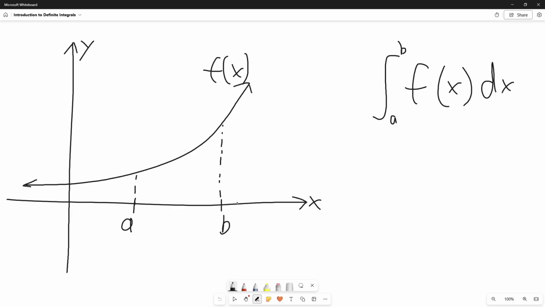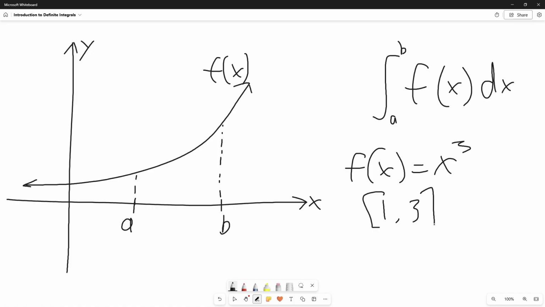your definite integral. So, for example, if you had f of x is equal to x cubed, and you wanted to find the area from the interval 1 to 3, then you would write this: S, 1, 3, x cubed dx.